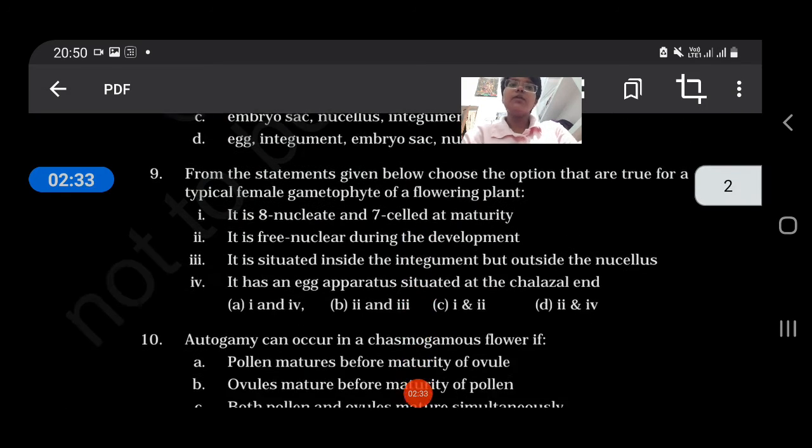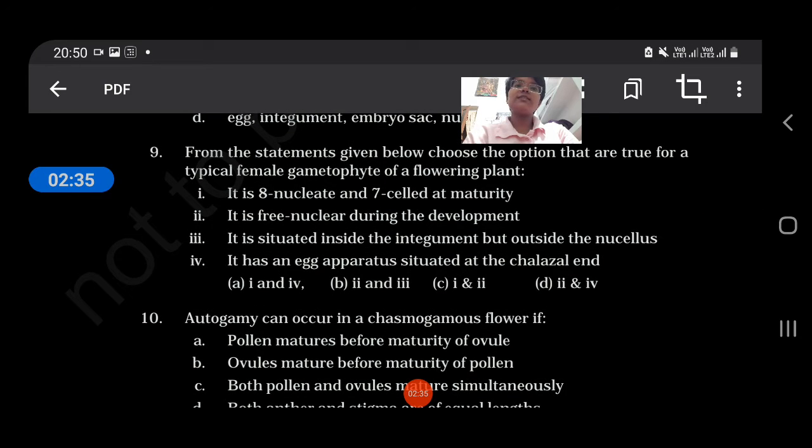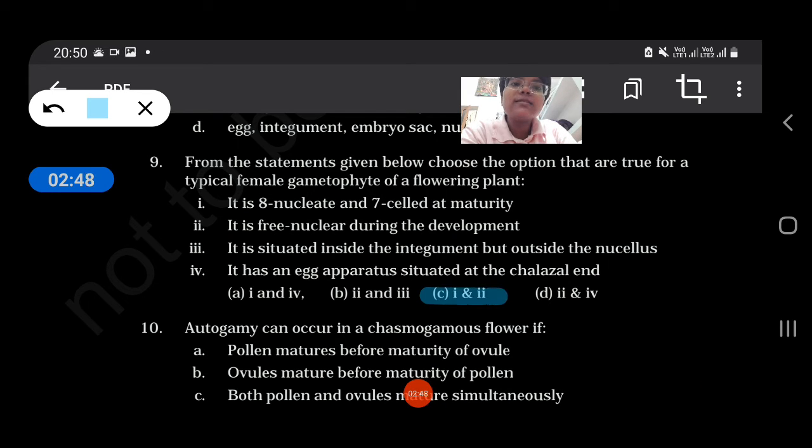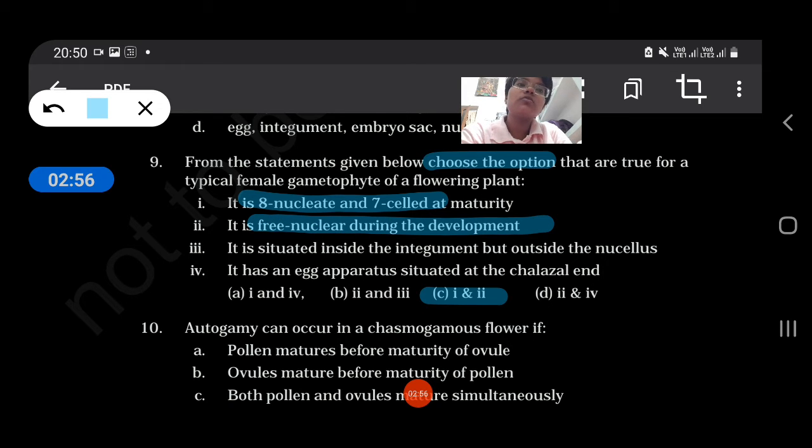Okay. From the statements given below, choose the options that are true for a typical female gametophyte of a flowering plant. 1 and 2 is the correct answer for this, as it is 8 nucleate and 7 celled and is free nuclear during the development. So we have to choose the true one. Okay.